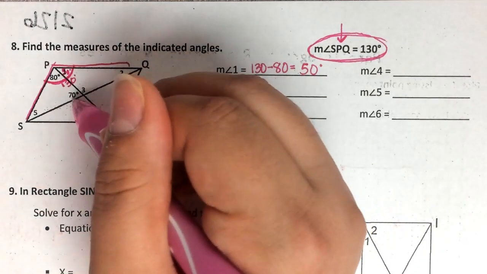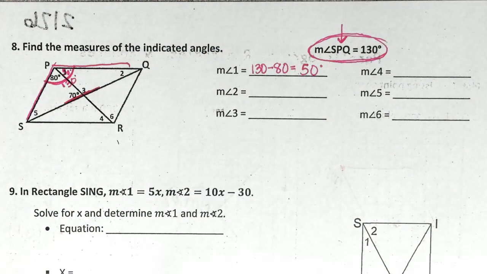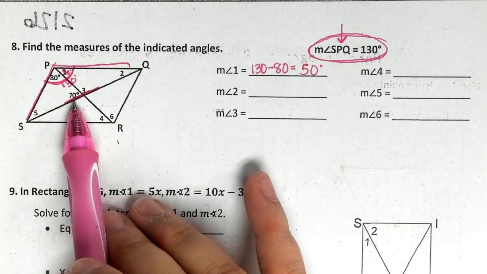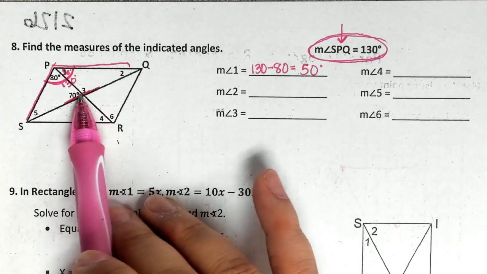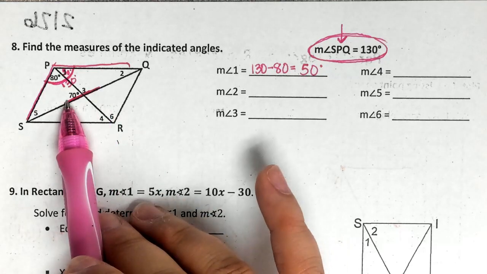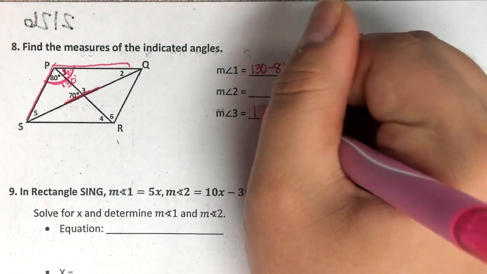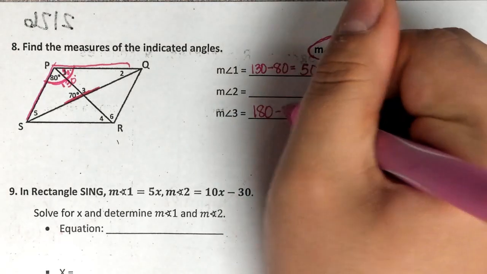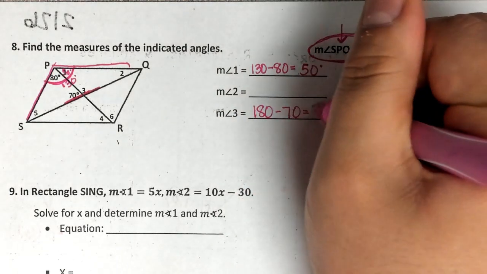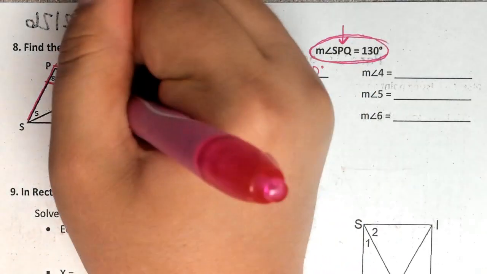What do you know about these two right here? 180. Oh, that's right. It's 180. What do these two, y'all listen please, I'm talking. Shh. What do these two add up to? 180. So if I know this side is 70, how do I find this side? You subtract 70 from 180. And I get 110 degrees.